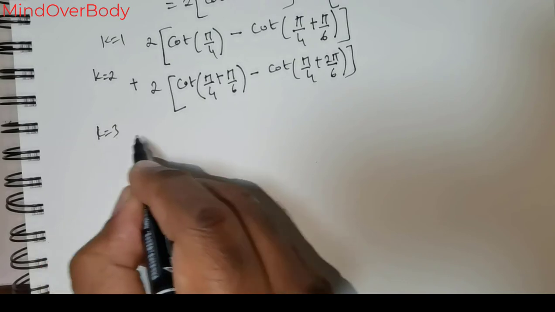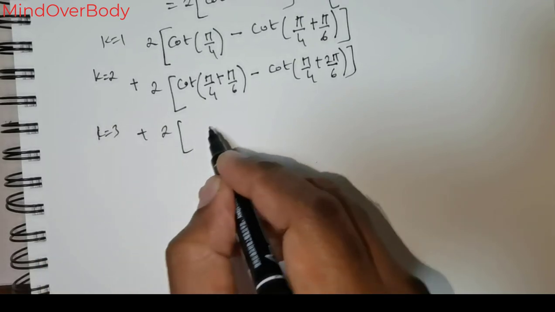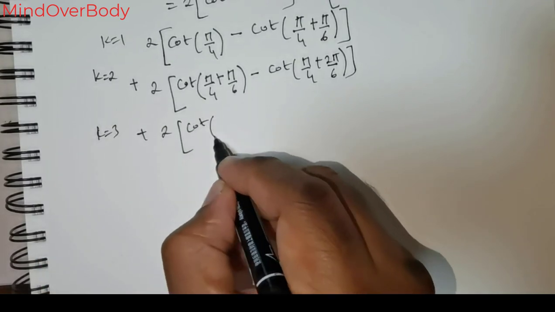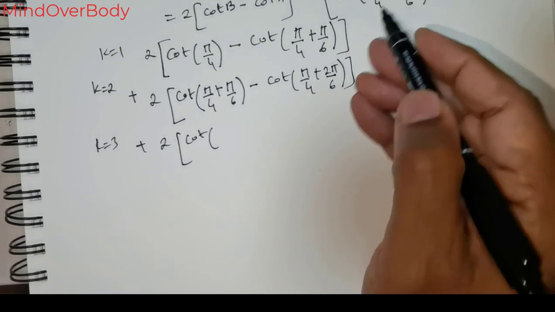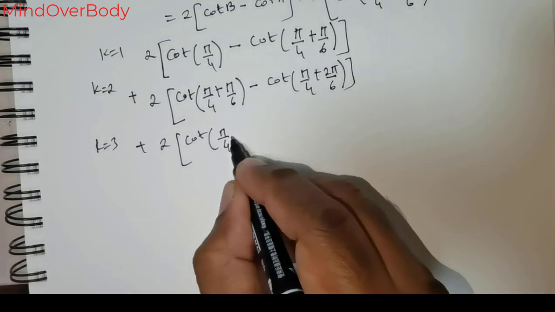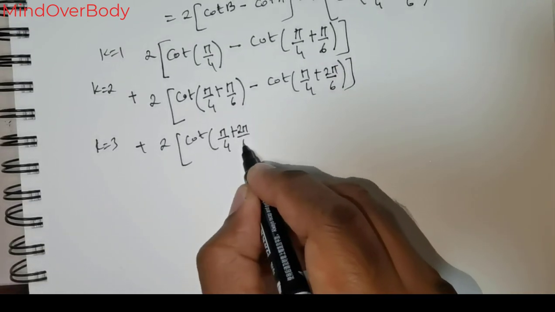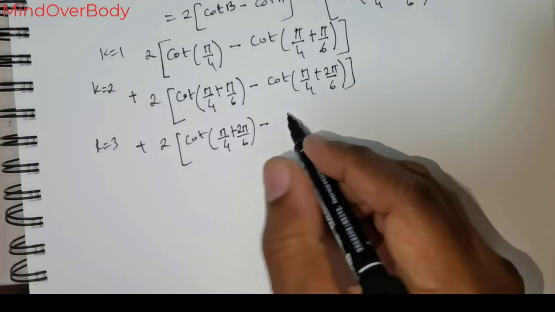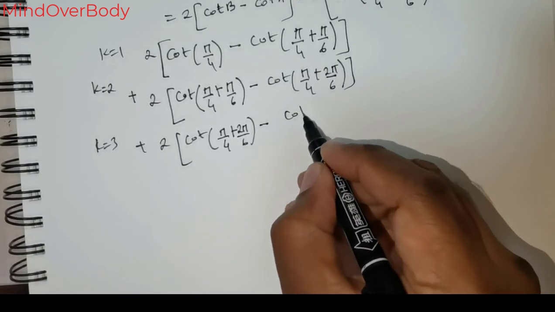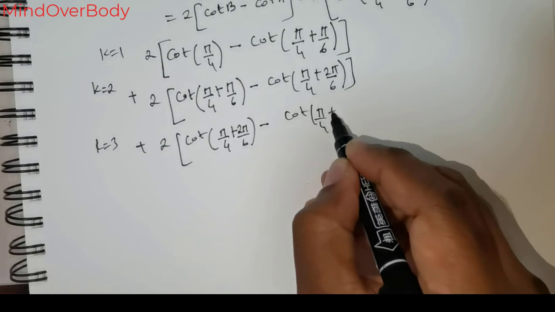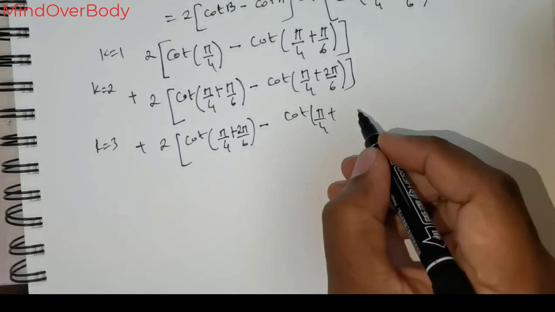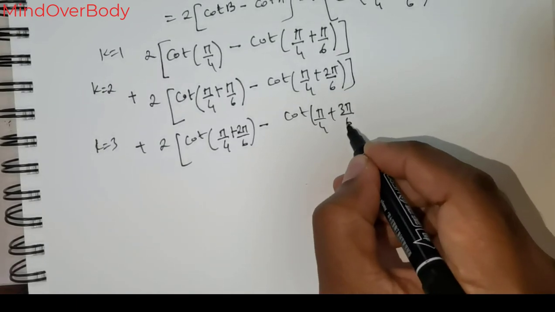Now k is equal to 3, plus 2 times cot. So 3 means this is going to be pi over 4 positive 2 pi over 6, followed by negative cot of pi over 4. K is equal to 3, so 3 pi over 6.